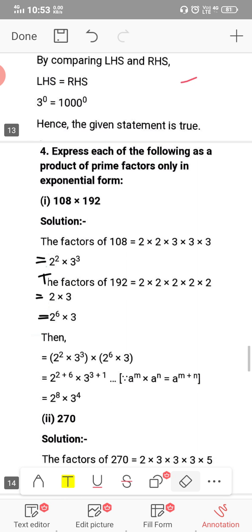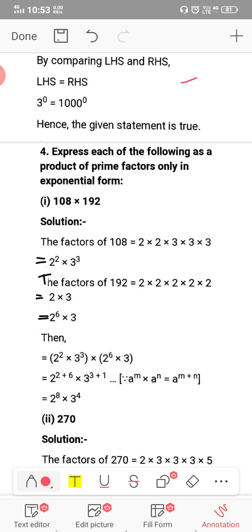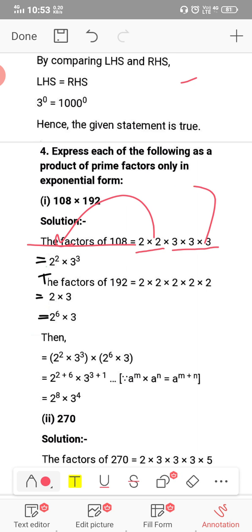Now moving on to the next question, it is express each of the following as a product of prime factors only in exponential form. So here two numbers are given. Firstly, we have to convert them or factorize them and then write them in the form of exponent. So the factors of 108 will be 2 into 2 into 3 into 3 into 3. So 2 into 2 will give us 2 square and 3 into 3 into 3 will give us 3 to the power 3. Just like that, for 192 we can write it 2 into 2, 2 into 2 and 2.